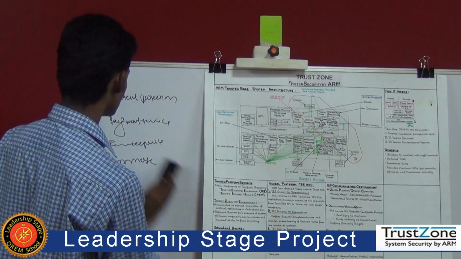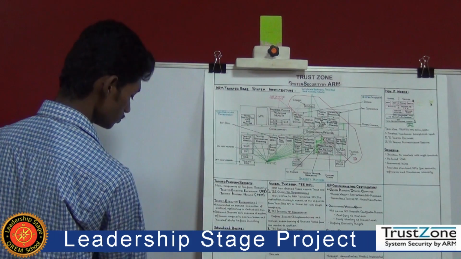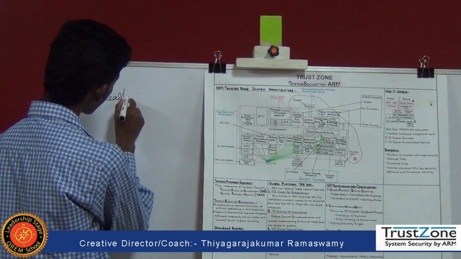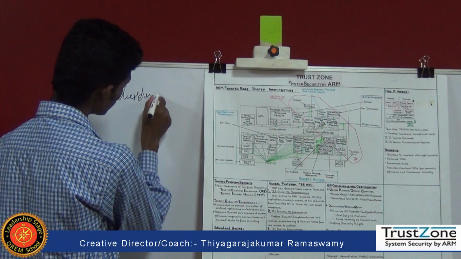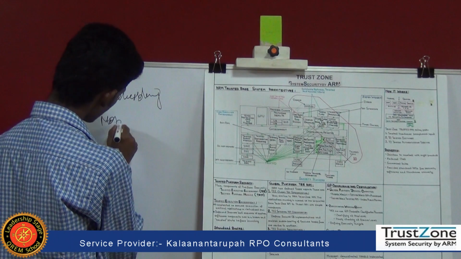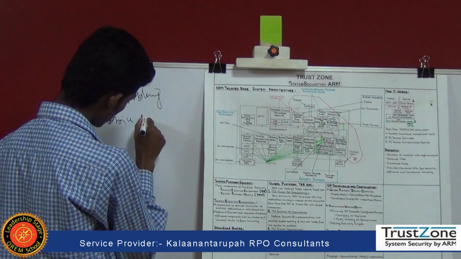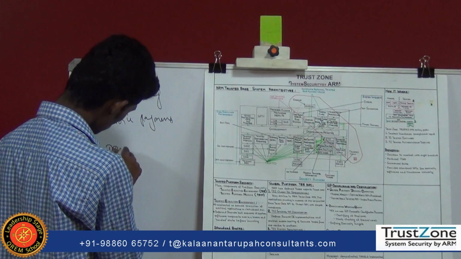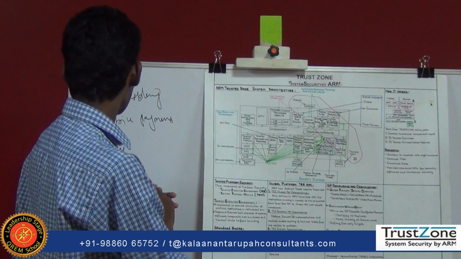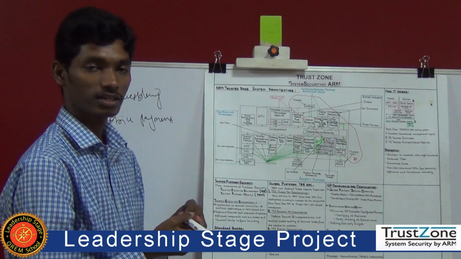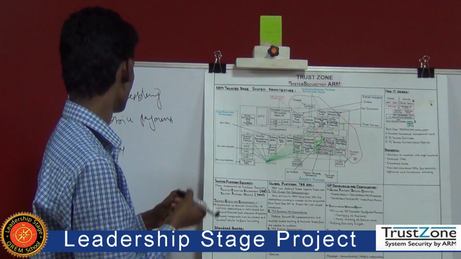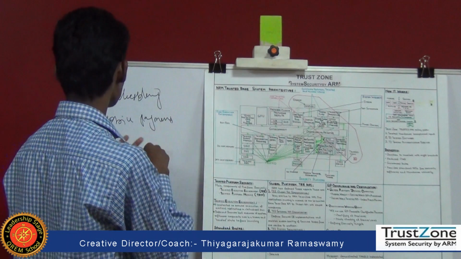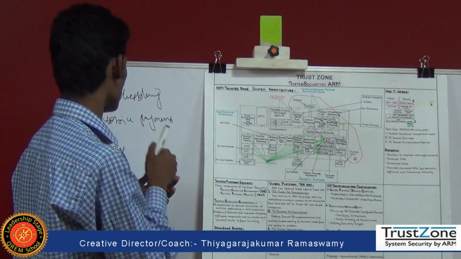And other applications of this Trustzone are headless gateway, mobile payment, DRM. Headless gateway: in a headless gateway, the Trustzone is used to protect the routing information and also the network configuration.